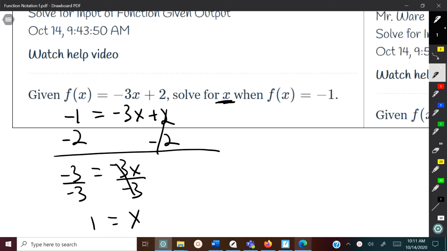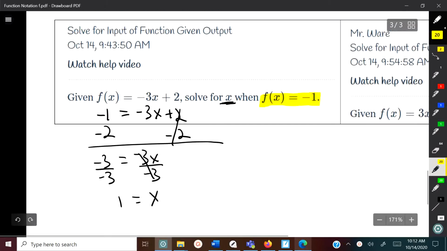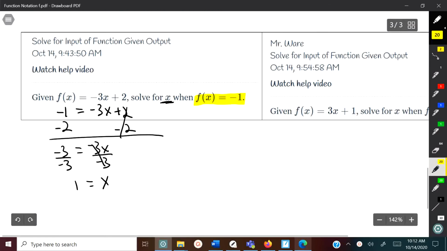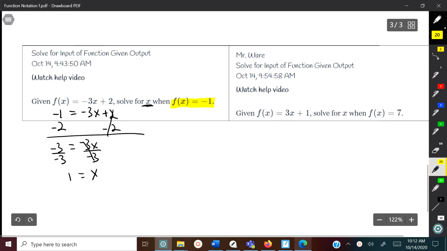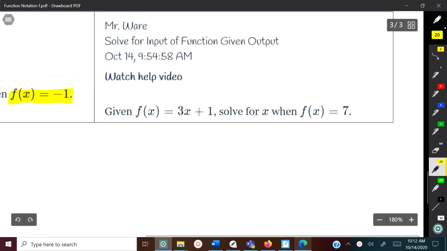Alright, so again, the f of x is a replacement for y. So when you see f of x is equal to negative 1, we're basically saying the component for y is now equal to negative 1. Alright, take a look at this one and see if you can solve this one. Pause the video here. Okay, let's take a look at this one.